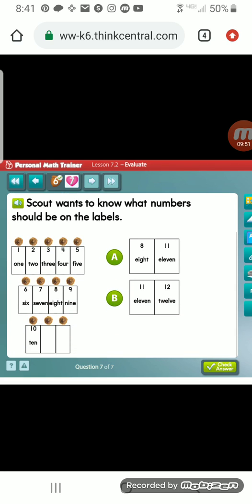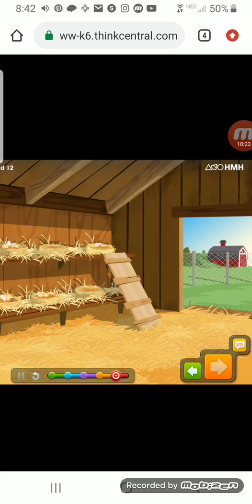Scout sees some nests with labels. The labels are numbered, but the last two labels do not have numbers. Scout wants to know what numbers should be on the labels. So let's see, we've got 1, 2, 3, 4, 5, 6, 7, 8, 9, 10, 11, 12. Look at choice A. I see an 8 and 11. That's not what I said. Look at choice B. I see 11 and 12. Let's see if we're right. Awesome! Good job.